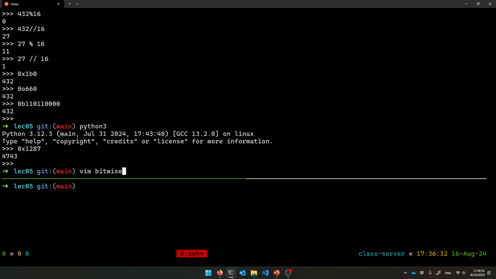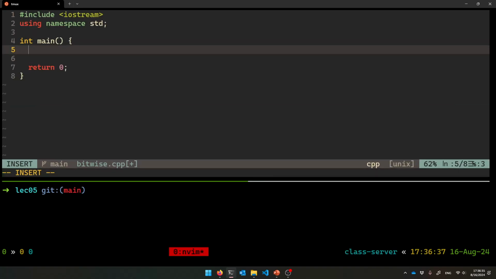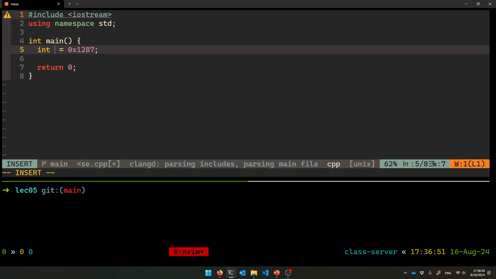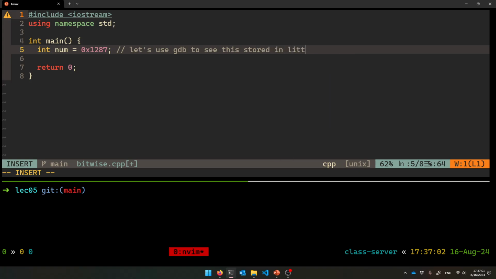I'll put this in a C++ file called bitwise, because eventually we're going to talk about bitwise operators. So let's say I have this number, int y equals 0x1287. And I'll just call it like num or something. All right, that's my number. It's that in hexadecimal. Let's use GDB to see this stored in little endian.